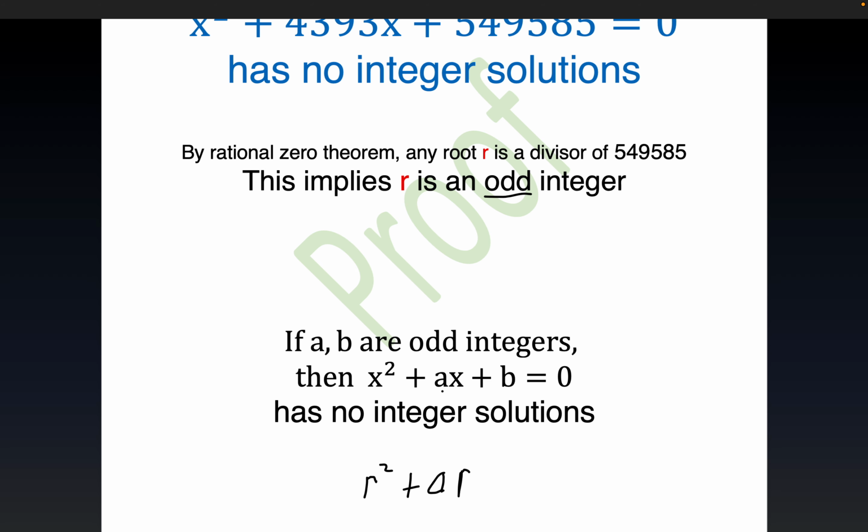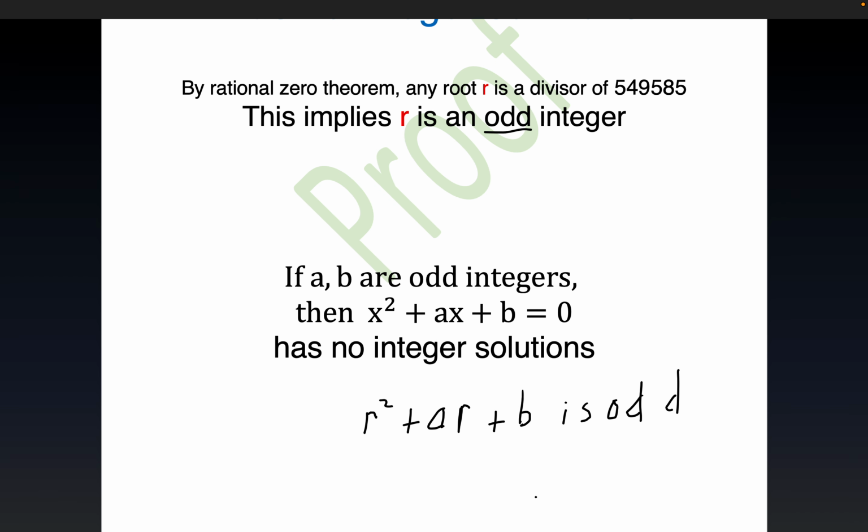And remember, a and b are odd integers. That's the more general truth here. Plus b, okay, is odd, right? Meaning it can't be equal to 0. Okay, so this is odd. That means it can't be equal to 0, and we just said that. So this is QED time.